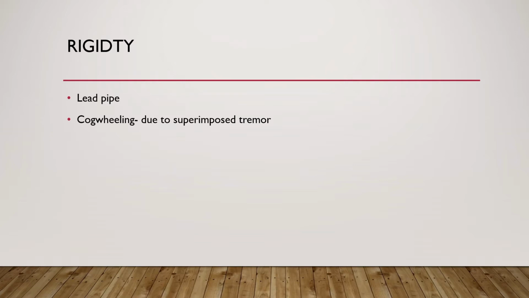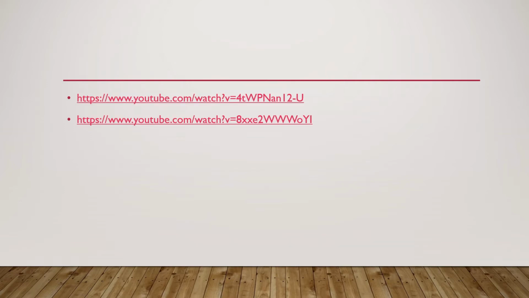And finally, the rigidity. Now, this is often described as lead pipe or cogwheel rigidity. It's very difficult to imagine unless you actually examine a Parkinsonian patient yourself and move their elbow joint. You get short, fast movements and then sudden hypertonia in between those movements. It's a classical finding, and it's almost pathognomonic of Parkinson's disease. And these are two more videos showing the lead pipe and cogwheel rigidity.